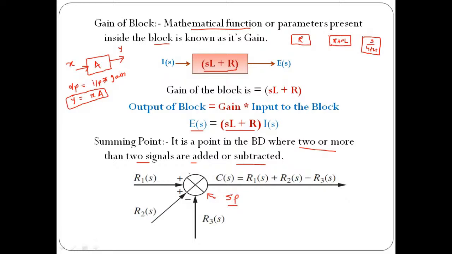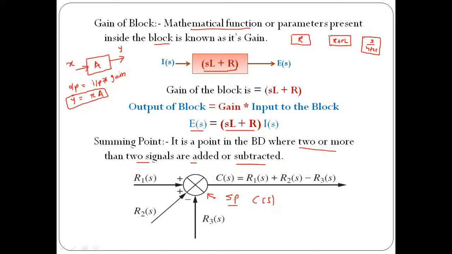Now at this particular summing point we have some input signals and we are trying to find what will be the output of this summing point. So here we have three input signals. First one is R1 of S with plus sign, second one is R2 of S with again plus sign, and third one is R3 of S with negative sign. Out of these three input signals, two are positive and one is negative. So we are trying to find the output, which is nothing but the response.